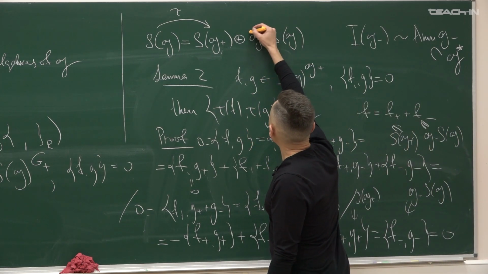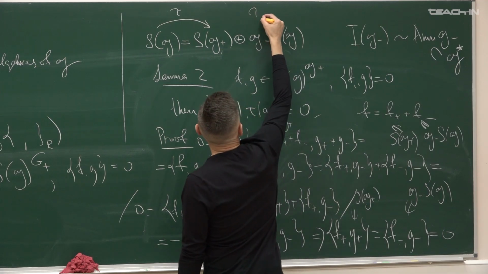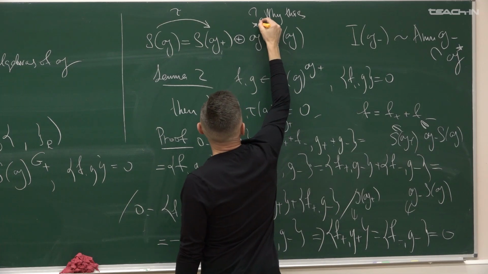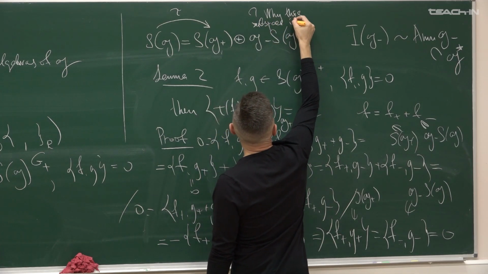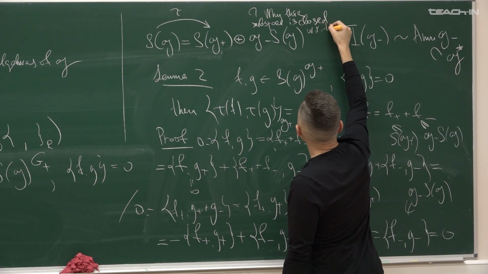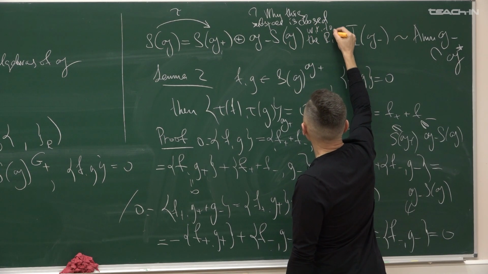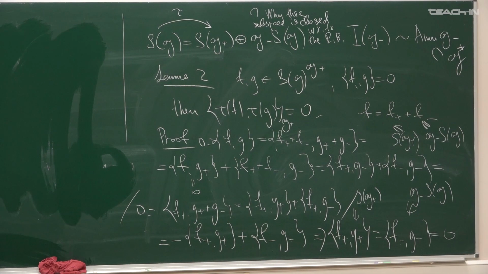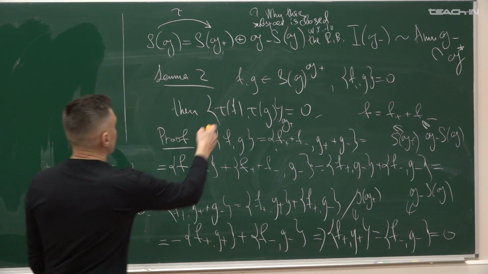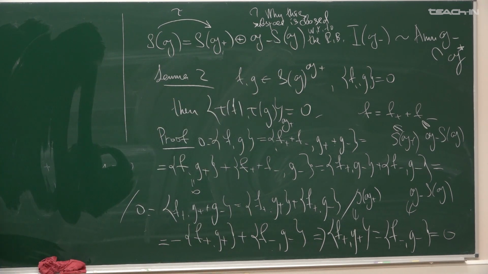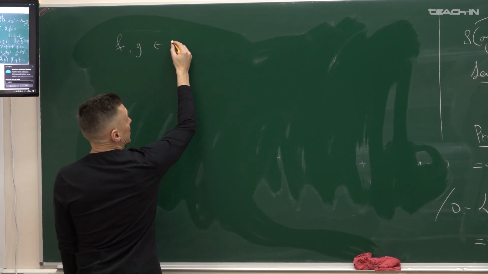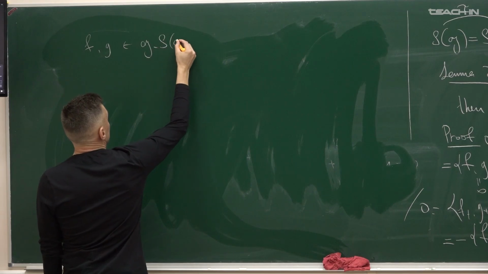So why is this subspace closed with respect to the Poisson bracket? It's due to the Leibniz rule. So what is the element here? Let f and g be elements of g minus S of g.